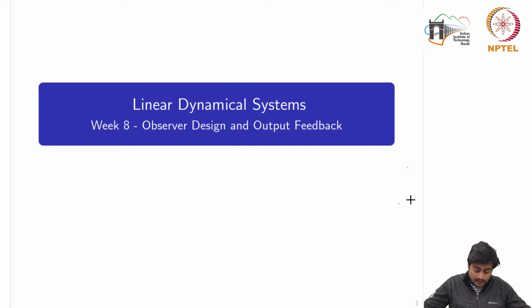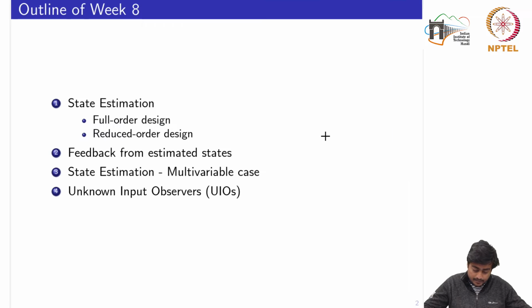So hello everyone. Today we'll be starting with week 8 of the course Linear Dynamical Systems, in which we will talk about the observer design and we will see the output feedback control also. So this problem of output feedback, we took this as a motivation when we introduced the concepts of observability and detectability, and now we will see how we can actually achieve this output feedback.